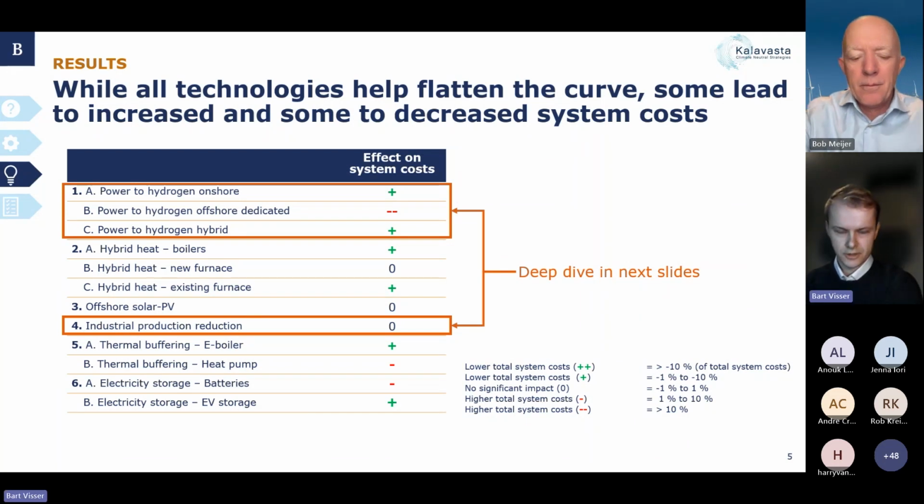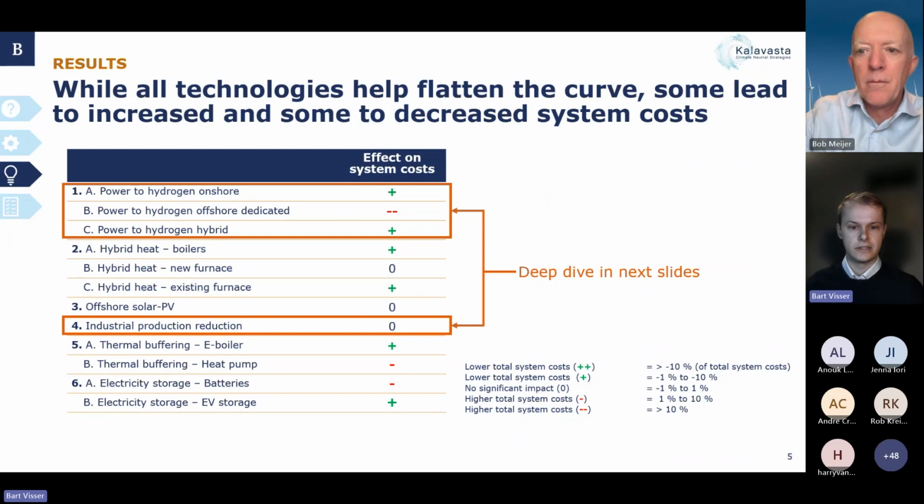Then over to offshore solar PV. Placing offshore solar PV next to wind parks has a synergy, and the total production profile will be more constant than only offshore wind. This way, it has a higher utilization rate of the offshore infrastructure. However, the additional capex of offshore solar PV systems nullifies these system gains. So in total, the effects on system costs are negligible.